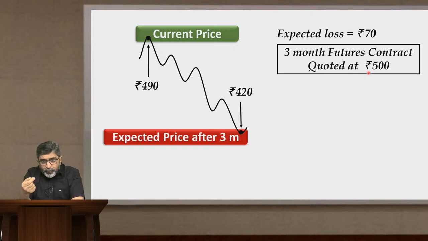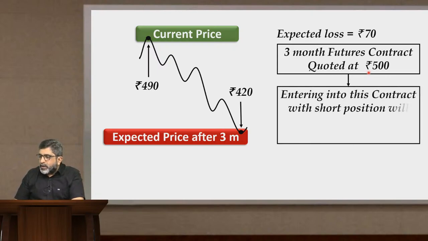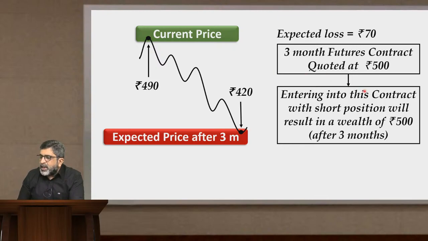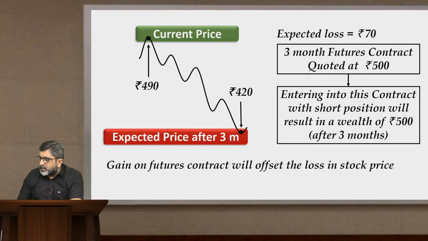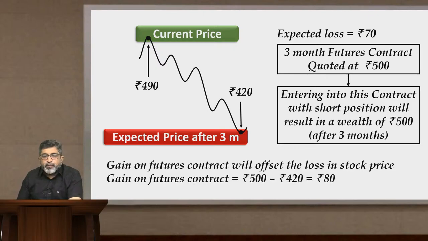That means if the price actually drops to 420, on settlement of the futures contract, you will get a gain of rupees 80. So how will you get that gain? You will get that gain by entering into this contract with a short position. It will result in wealth of 500 after 3 months. The gain on the futures contract will offset the loss in stock price, and the gain will be rupees 80. So you understand, your stock will be worth 420, and the gain from the futures contract that you will earn in cash will be rupees 80. Your total wealth in hand will be 500. This is how we hedge through a futures contract.